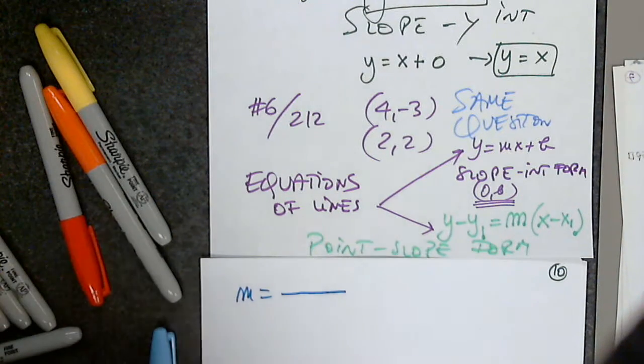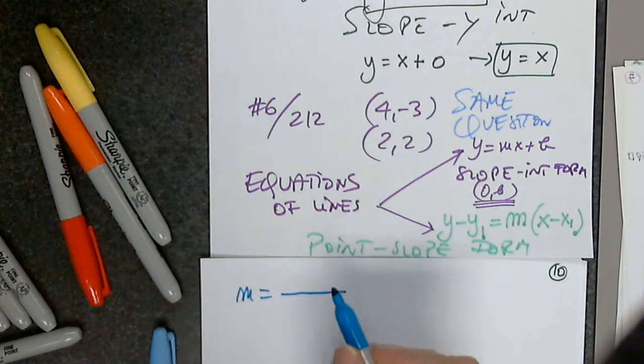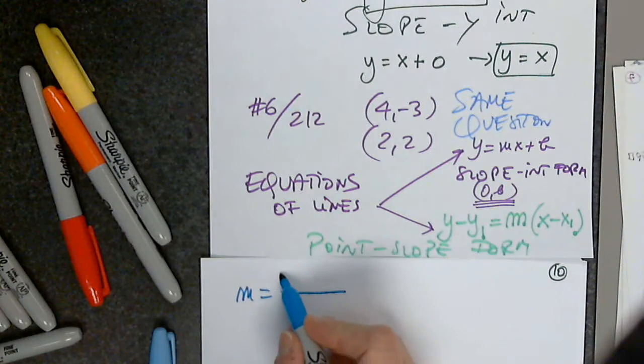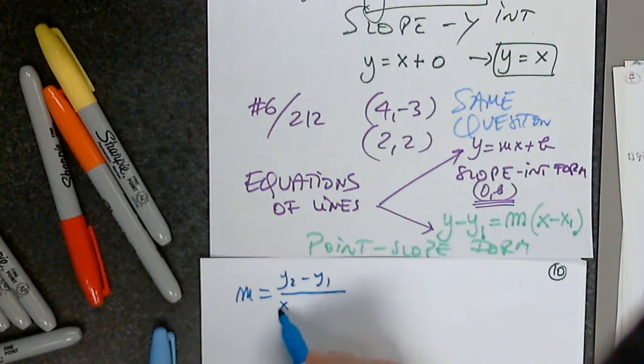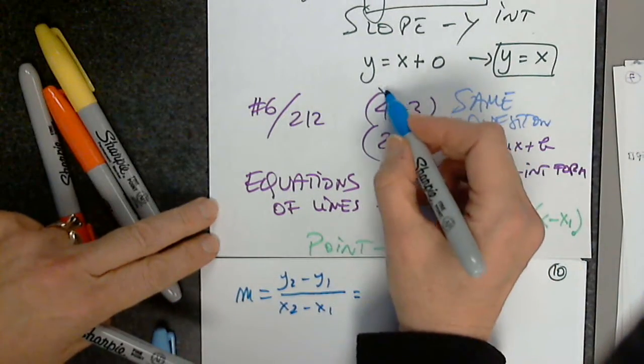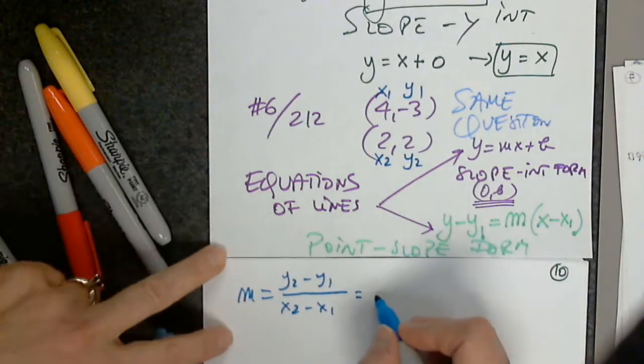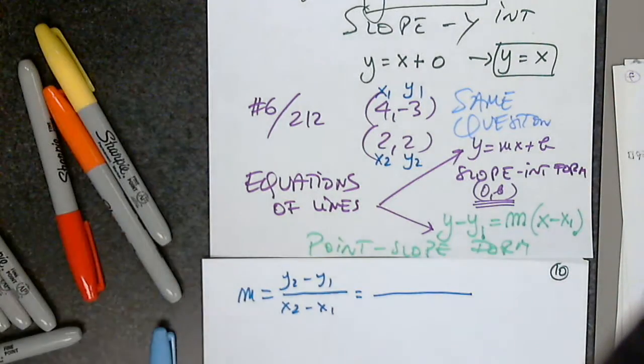I'm going to write the definition. I always write the definition first. What is the definition? Y2 minus Y1 over X2 minus X1. Now I'm labeling my points. This is my x1, this is my y1, this is my x2, this is my y2. Now slowly and carefully let's write the rise and let's write the run.